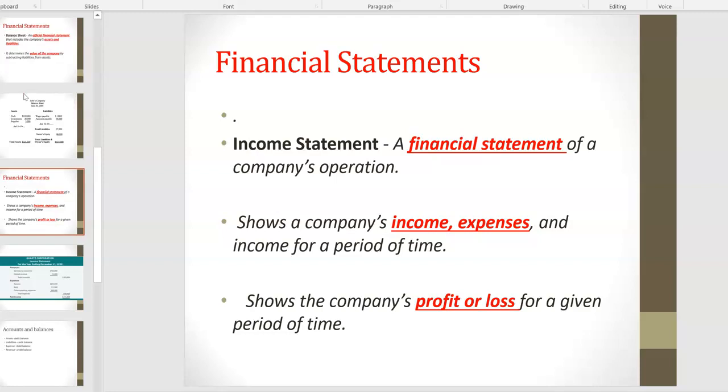If a company had more money coming in than it had going out, it is going to have a profit. So if the income is greater than expenses, a company will have a profit. If a company spends more than what it makes, it will have a loss. So if a company has more expenses than income, it will have a loss for a period of time. So now let's look at an income statement.